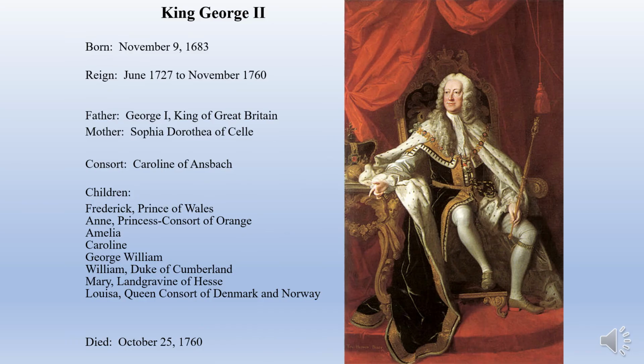Now, someone who embraces the kingship of the United Kingdom a little more is his son, King George II. George II was born in 1683 while his father was still the Elector of Hanover. And he will reign as both the King of the United Kingdom and Elector of Hanover from 1727 to 1760. So he's going to be king for quite a while.